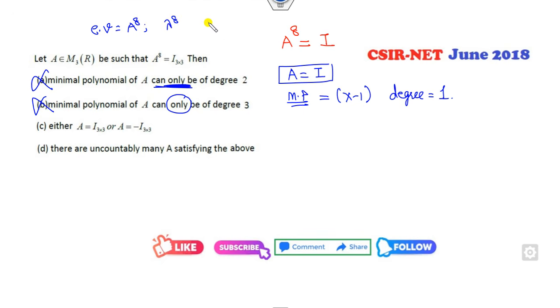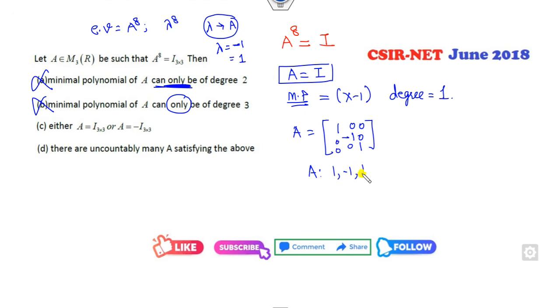Because you can see what is the eigenvalue of A raised to power 8. Lambda raised to power 8, where lambda is the eigenvalue of A. So if I choose lambda as minus 1, then it is plus 1. If I choose plus 1, then again it's plus 1. So if I choose this matrix, A has eigenvalues 1 and minus 1. What is the eigenvalue of A raised to power 8? That is the identity matrix. But this is not I or minus I. So this option is also cancelled.